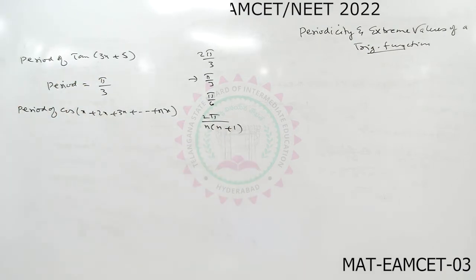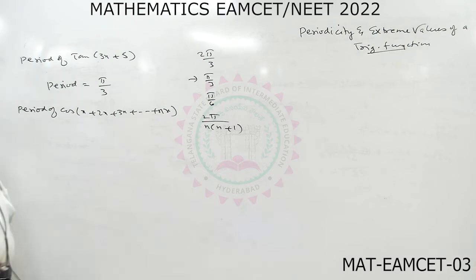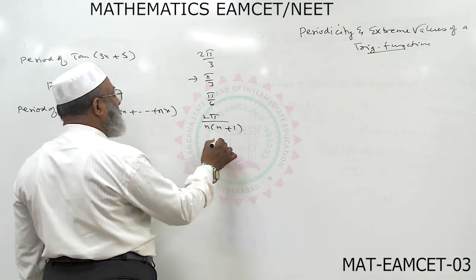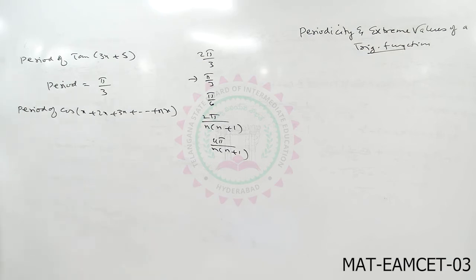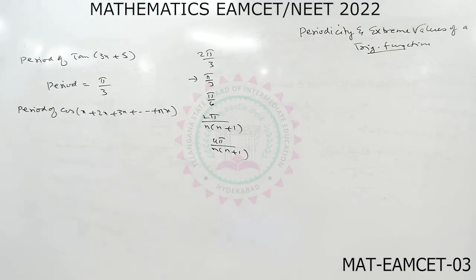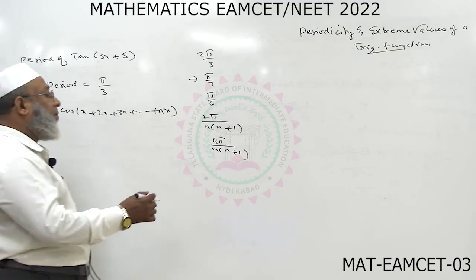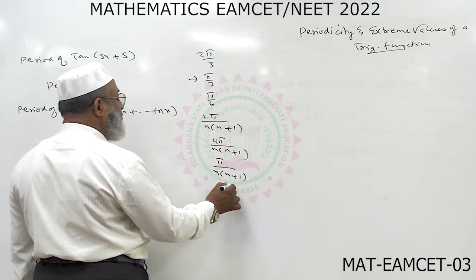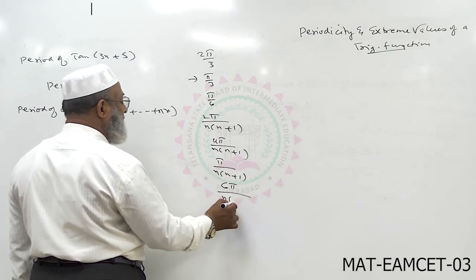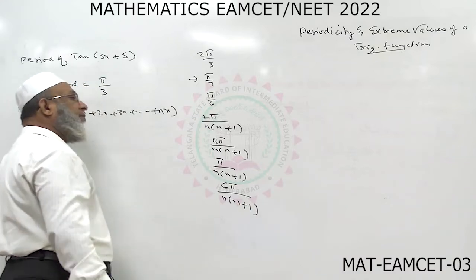Second option: 4 pi by n of n plus 1. Third option: pi by n of n plus 1. Fourth option: 6 pi by n of n plus 1.